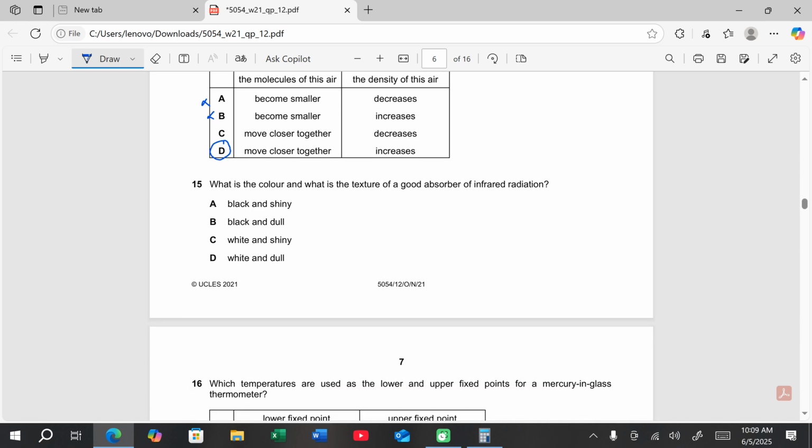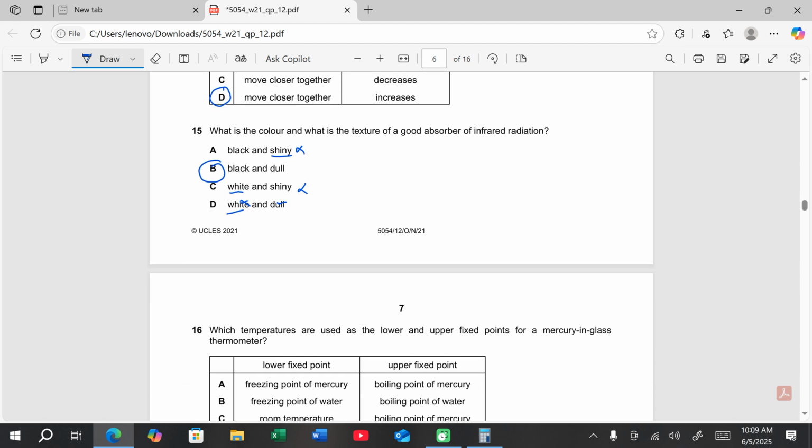What is the color and what is the texture of the good absorber of the infrared radiation? Black and dull surfaces are good absorbers of infrared. Black is, but shiny not. White and shiny, they do not. White and dull, white does not, dull does. But in B, it is both black and dull.